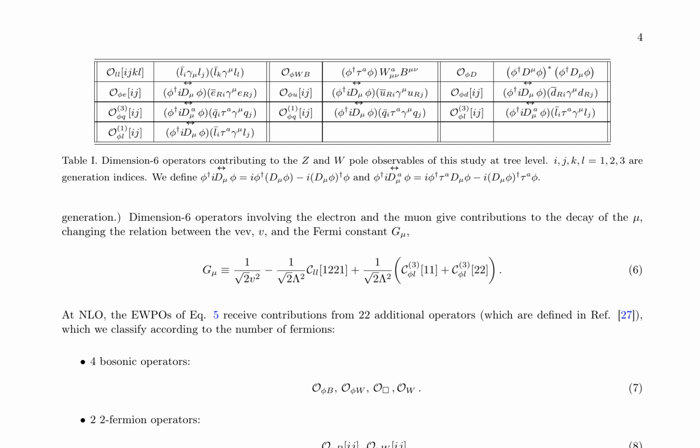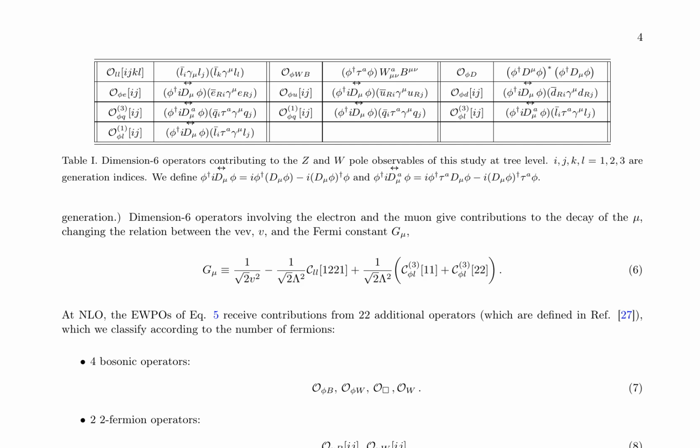The tree level contributions come from 2 bosonic operators and 8 fermionic operators, while the NLO contributions arise from 22 additional operators. The fermionic operators are categorized into 2 fermion and 4 fermion operators, with specific flavor structures contributing to the EWPOs at NLO. The 2 fermion operators have diagonal flavor structures due to the assumption of a diagonal CKM matrix, resulting in 3 independent coefficients for each operator. The 4 fermion operators are classified into several categories, with some exhibiting flavor symmetry.